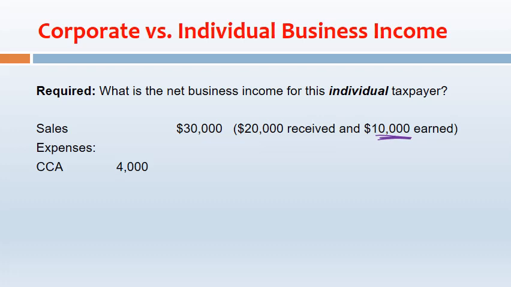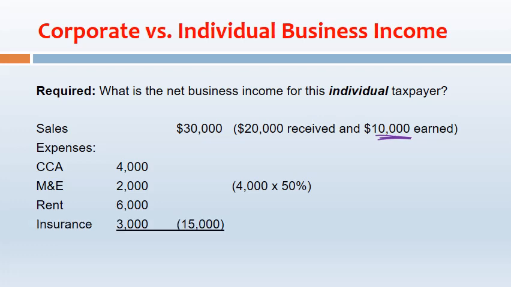All right, so then we're going to deduct expenses. For tax purposes, we deduct CCA, not depreciation. Meals and entertainment expense is half of the amount that was deducted for accounting purposes. So whether or not they incurred $4,000 worth of meals and entertainment expense, you can only deduct half of that, as we know, for tax purposes. Rent is $6,000, insurance is $3,000. The total of all these is $15,000, giving us net business income of $15,000 for the year for this particular individual.